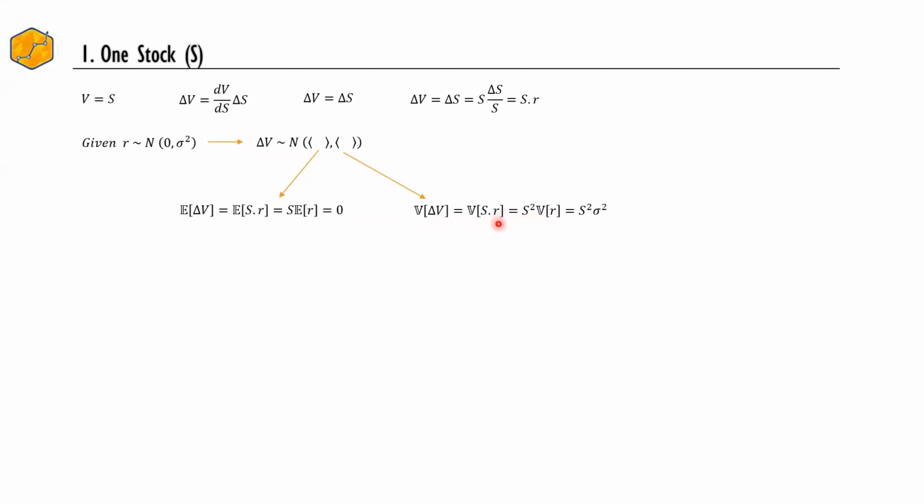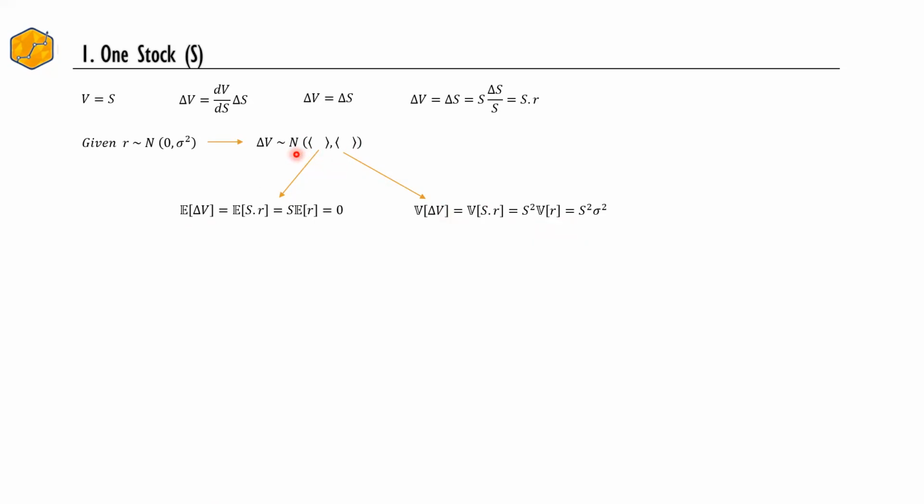Did you understand the variance part? It is just the same stuff that we learned before. The constant comes out as a square, so S squared times variance of R. Variance of R is sigma squared. This comes from the underlying assumption. So we get S squared sigma squared. That's it. We got the mean, we got the variance, we know it is normal, our distribution is complete.